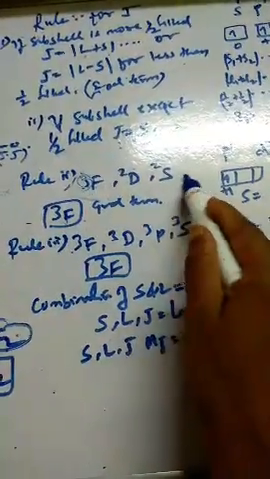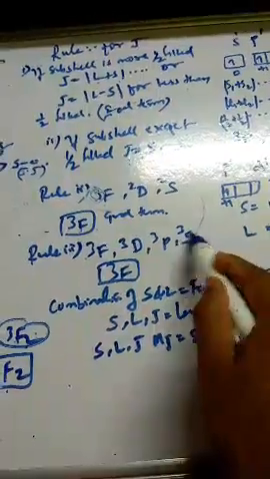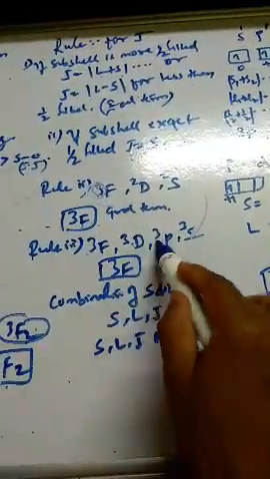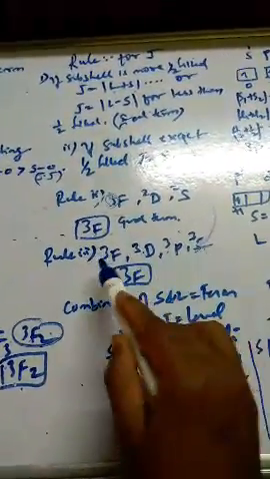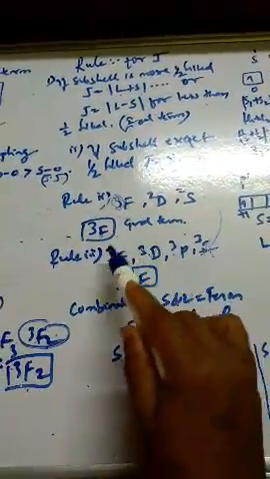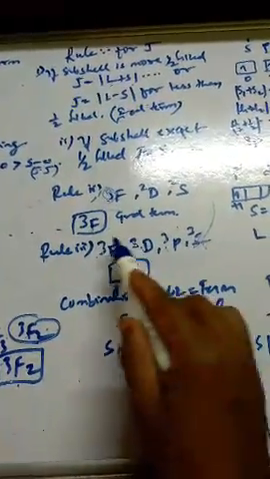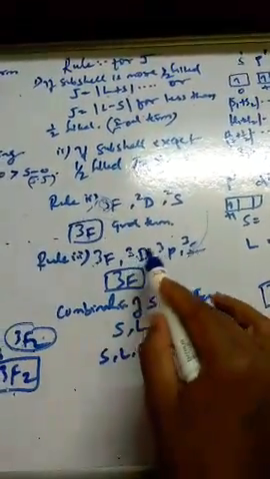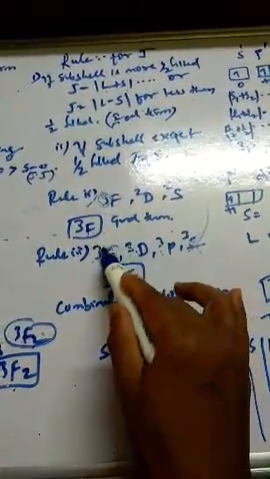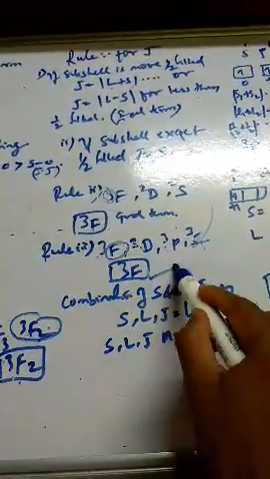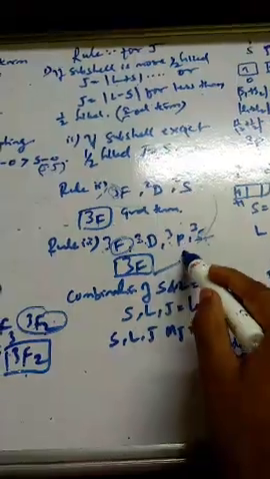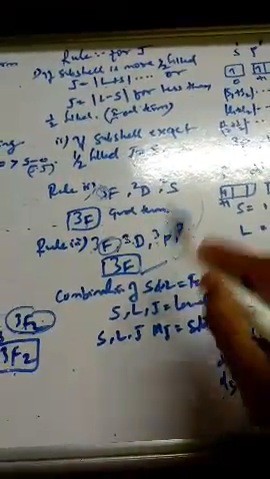Similarly, if all spin multiplicities are the same, say triplet F, triplet D, triplet P, triplet S, then which will be the ground term? The rule says that now all our spin multiplicities are the same, 3, 3, 3, 3. So the ground term will be the one having the highest L value. Here F has the highest L value, so triplet F will be the ground term. So these are the rules.